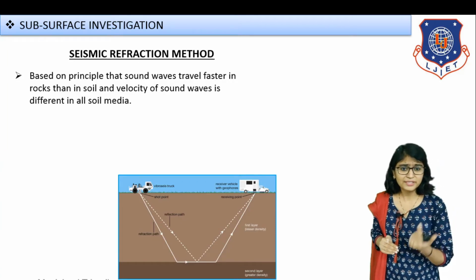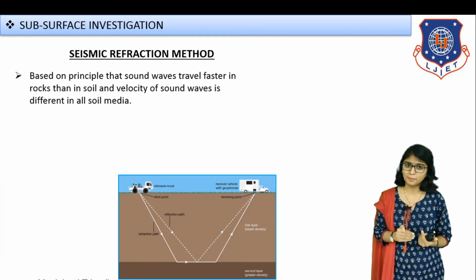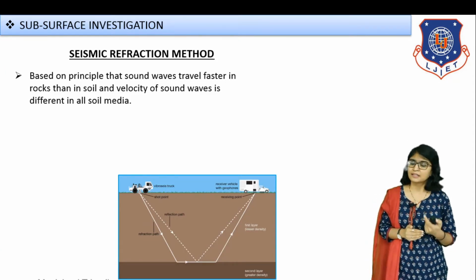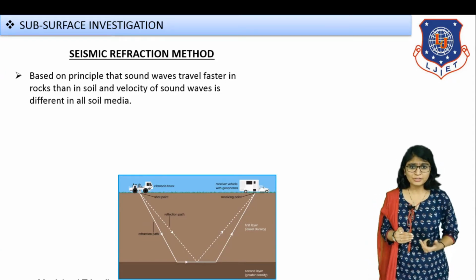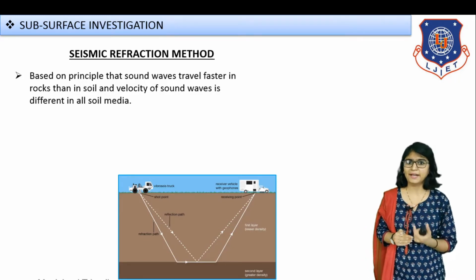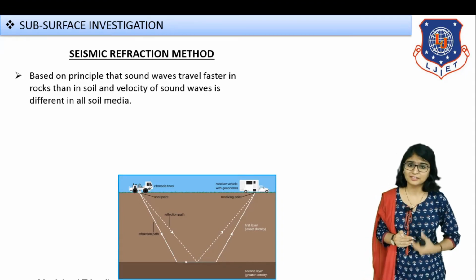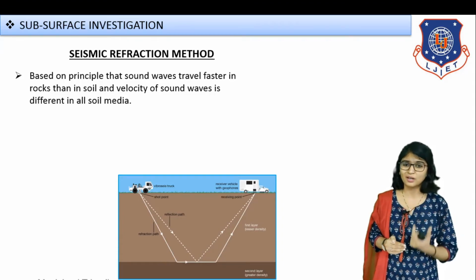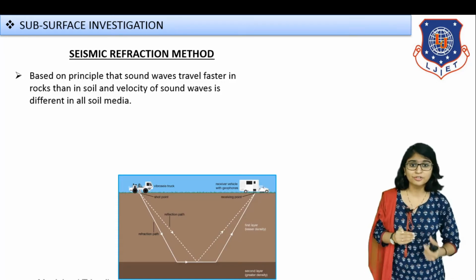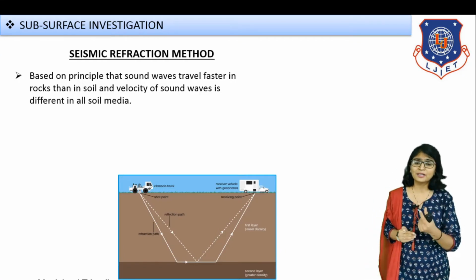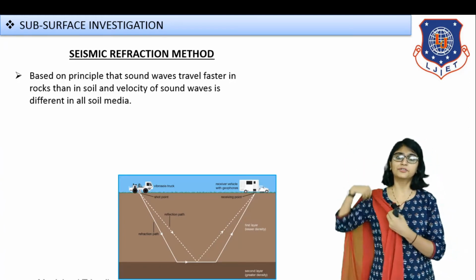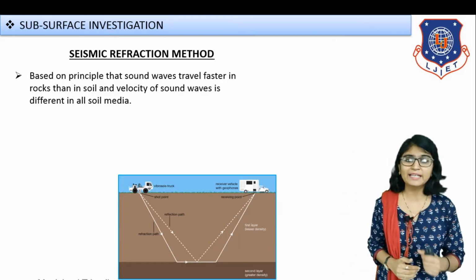Now how is this seismic principle going to be applied in the subsoil and how are you going to find out the properties? Let us understand that it is based on the principle that sound waves, shock waves, vibration waves, impact waves travel faster in the rocks, in the boulders, in the solid material as compared to the soil, as compared to soft soil or clayey soil. So the seismic velocity, the velocity for these waves to travel, shall differ in different media, right?